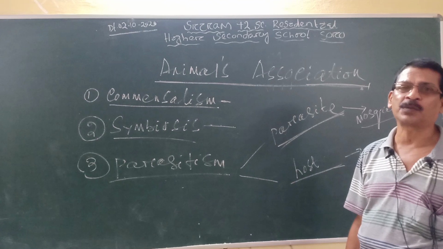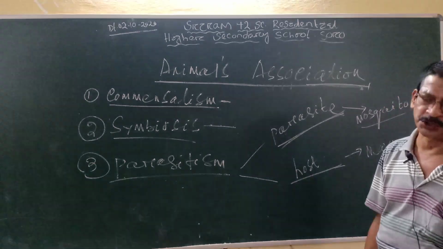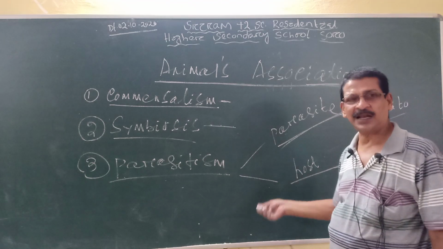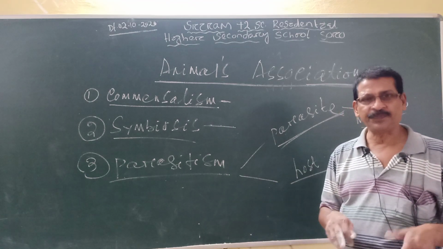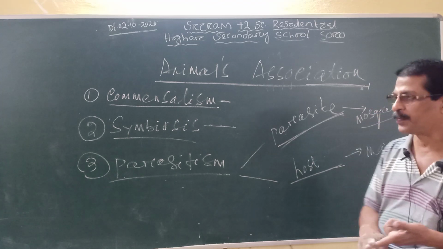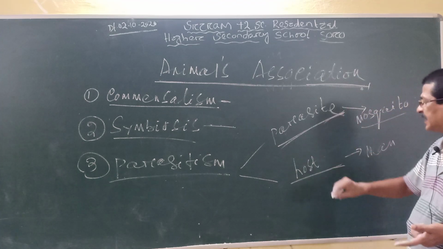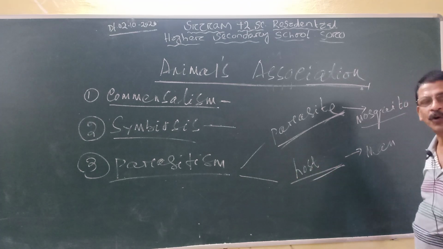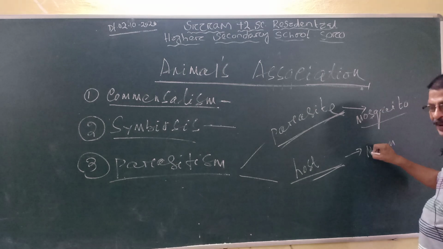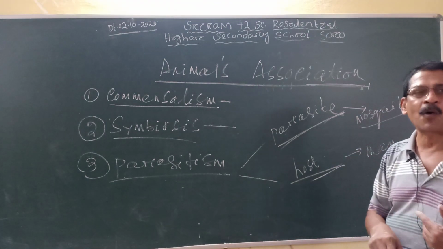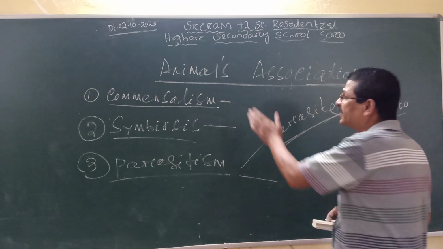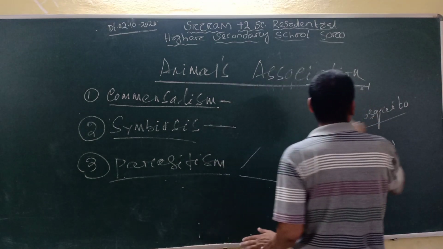So it is an association between two organisms where one is benefited and another is injured. The beneficial one is called the parasite and the injured one is called the host. Clear? Examples are mosquito and man, leech and man, tick and a cow, that is the parasite. So these are animal associations.